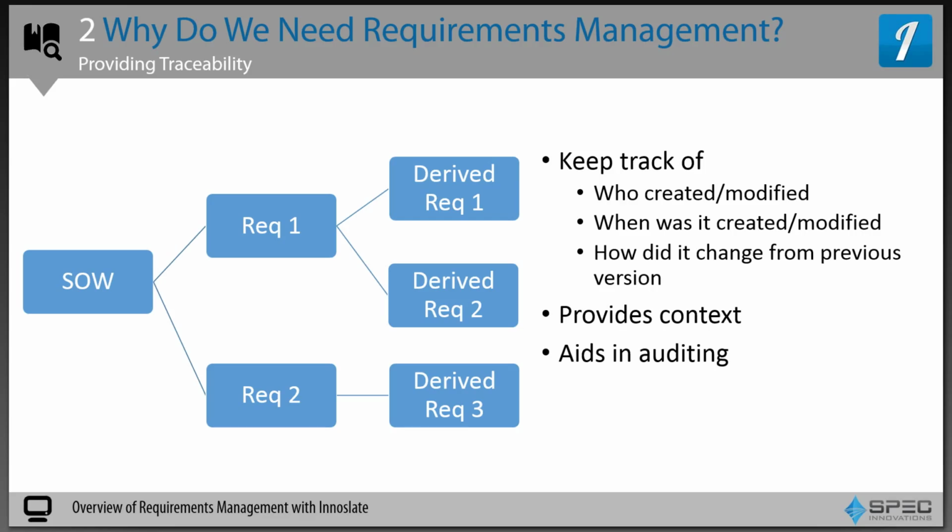So another key to requirements management is traceability. Really, we need to be able to keep track of who created and modified it, when it was created and modified, and how it changed from version to version. And as you can see here, we need to be able to say, hey, this derived requirement was built from requirement number 1, which was from the statement of work. It provides this overall context. And often in the DoD and various other industries, it can be used for auditing purposes to say, yes, this is why we're doing this, because of that requirement.